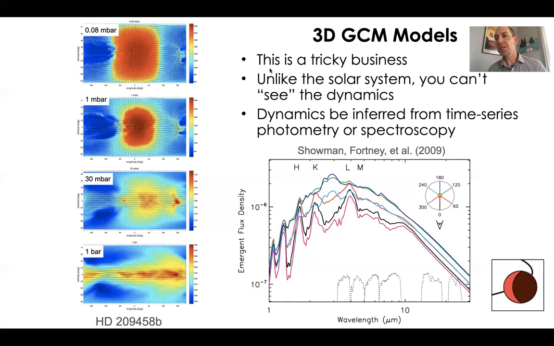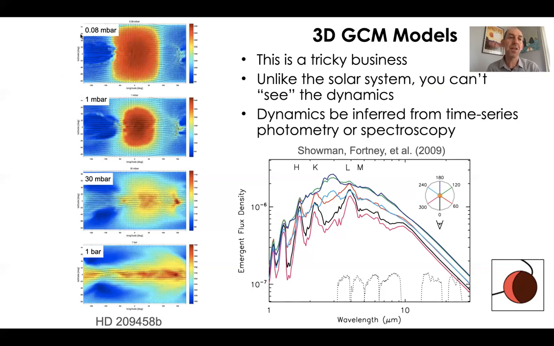One of the things I think it's important to keep in mind compared to the solar system is that if we look at Jupiter today, we can actually see its atmospheric dynamics. We can measure those wind speeds. We can see the 5-micron hotspots. Of course, for hot Jupiters, we don't have that same ability to see the dynamics. We essentially just have the spectra. We have the thermal emission spectra that we use to tell us about the atmospheric dynamics. So the dynamics have to be inferred from this time series photometry or spectroscopy. On the left, here's a plot of 4 layers of the atmosphere of HD 209458b.